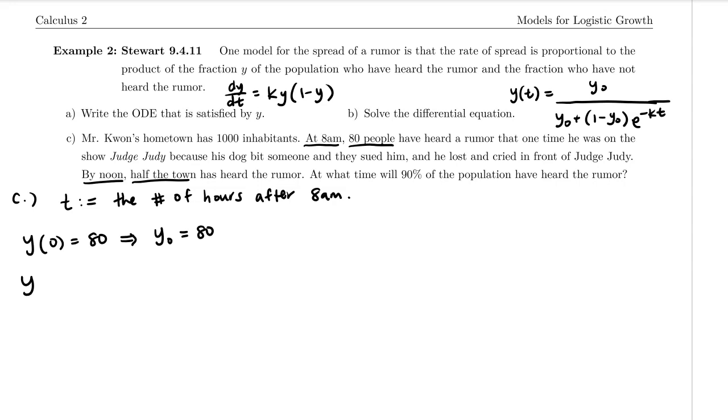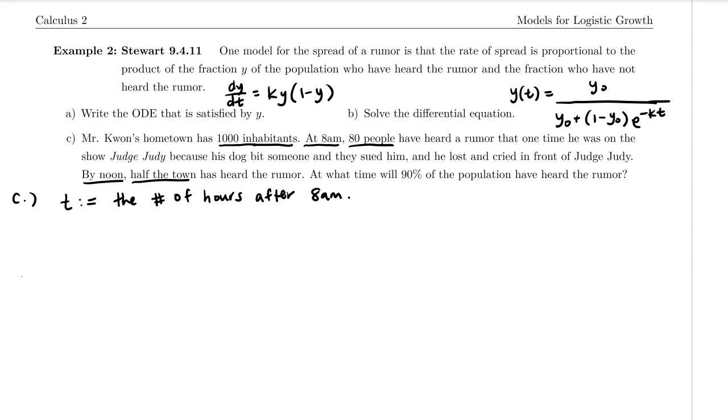Oh, sorry. I made a quick error here. So at 8 a.m., 80 people have heard the rumor. And if there's 1,000 inhabitants, y is measuring a proportion and not a number of people. So earlier I put y of 0 is equal to 80, which is not true.